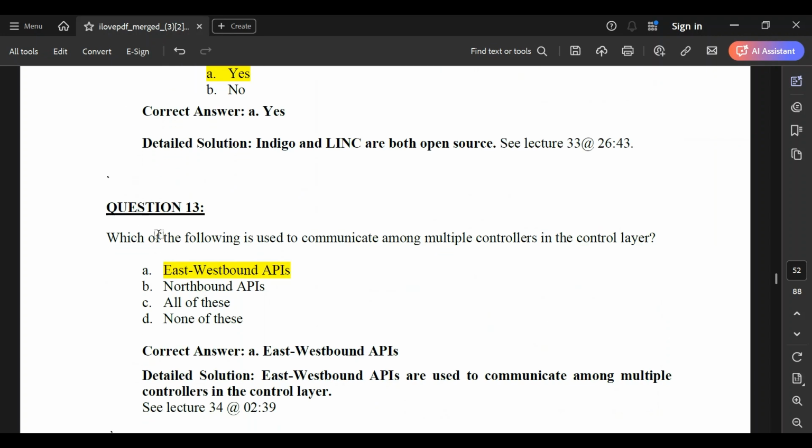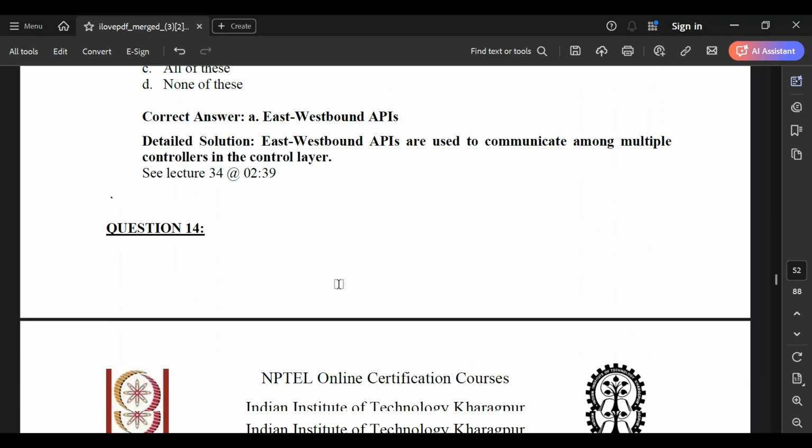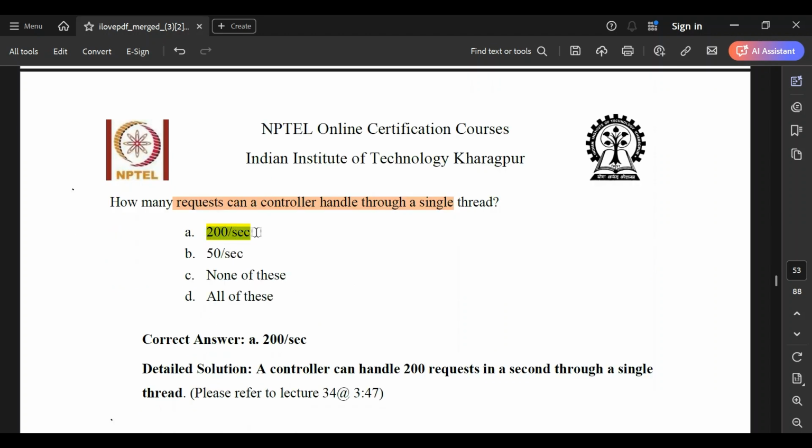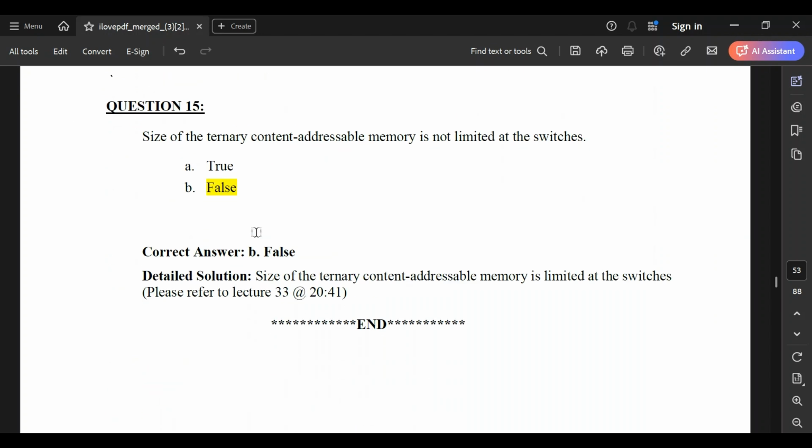Which of the following is used to communicate between multiple controllers in the control layer? So east-west bound APIs are used. Moving to the next question, how many requests can a controller handle through a single thread? So 200 per second is there. So you can remember this.